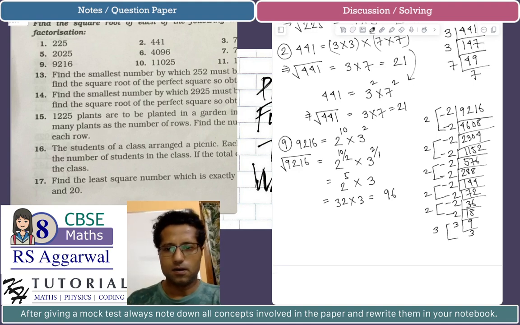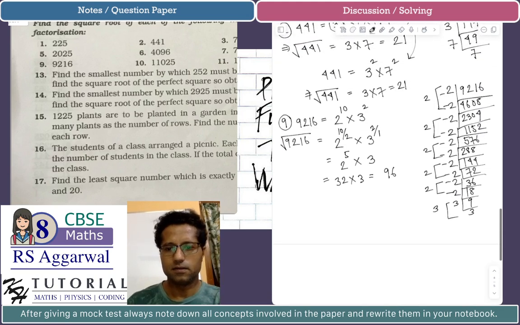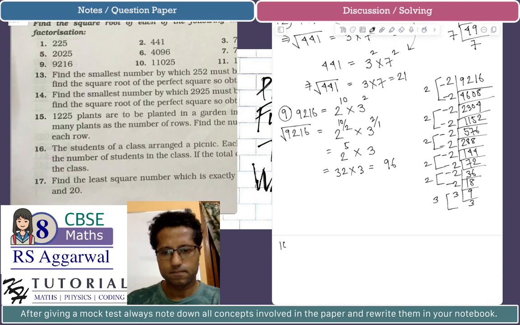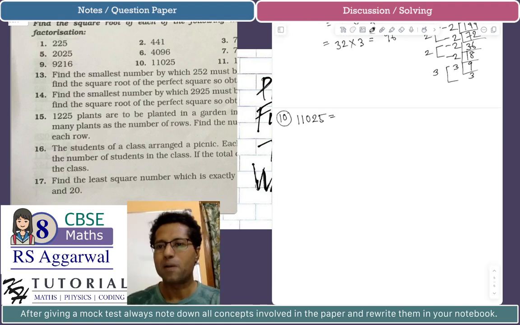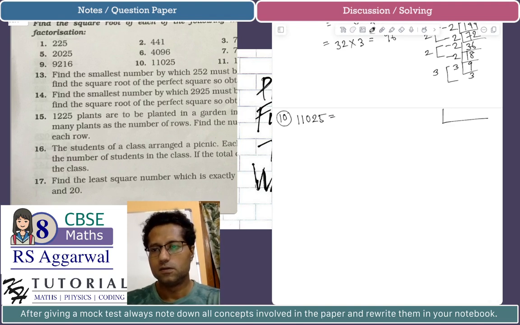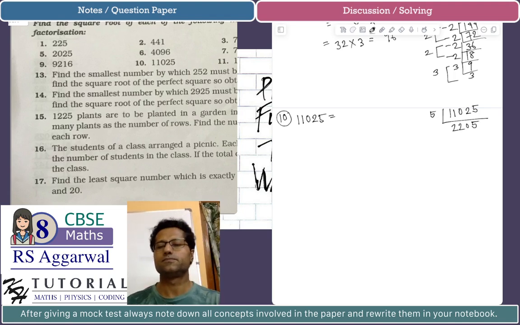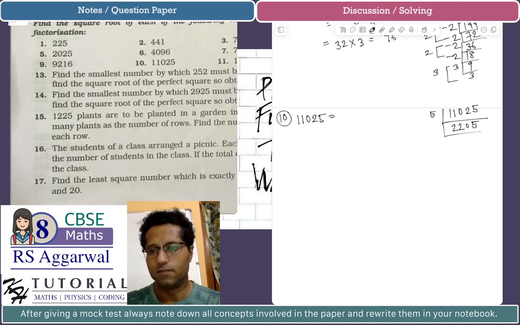Let's do the next problem. That is the square root of 11025. Now first let's do the prime factorization, and I will use the powers of prime factors method. So let's first find all the prime factors of 11025. Let's divide by 5. So 2, 2, 0 and 5. Then again I will divide by 5. I have 4, 4, 1.